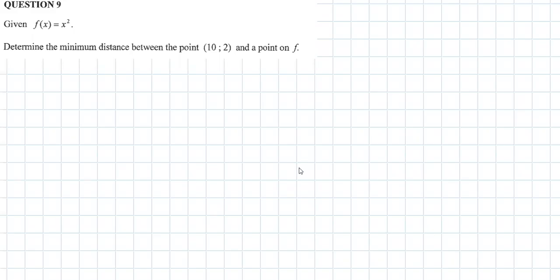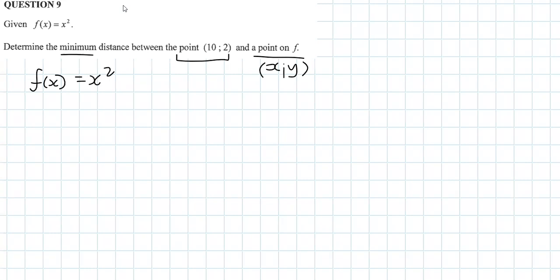This is the November 2022 CAPS DBE NSC, paper 1. We're looking at question 9. It's given that f of x equals x squared. It wants the minimum distance between this point and a random point on f.